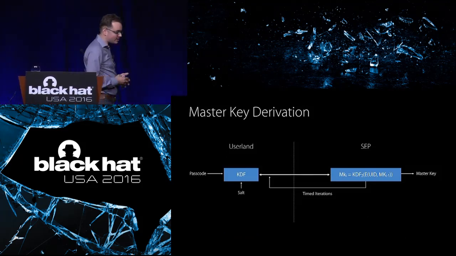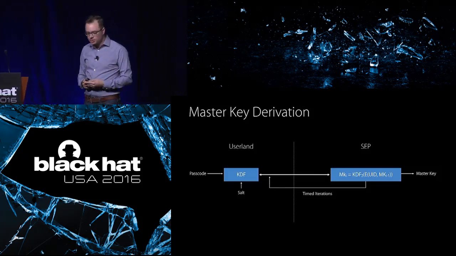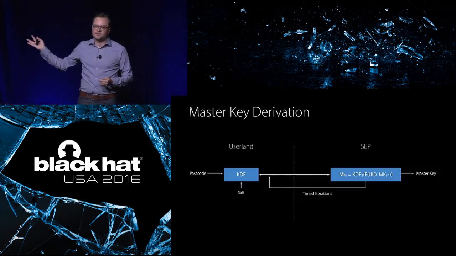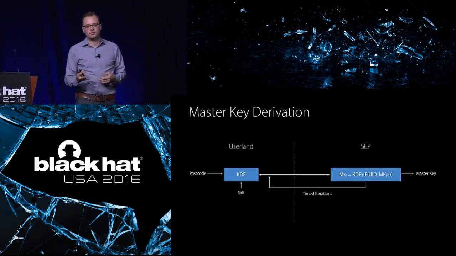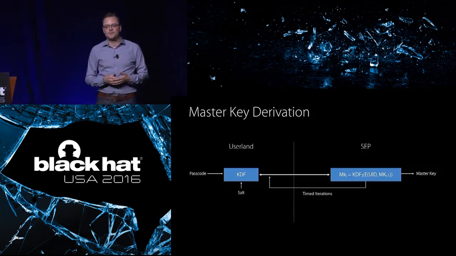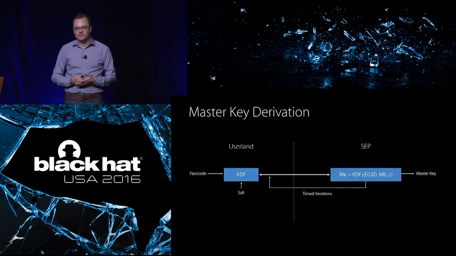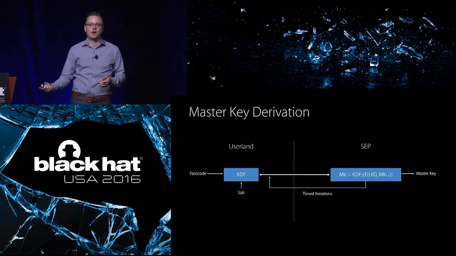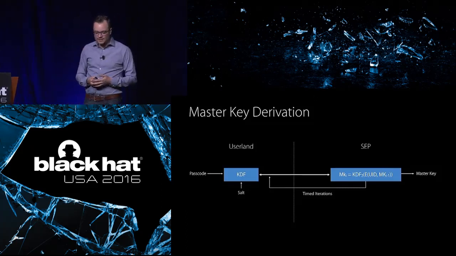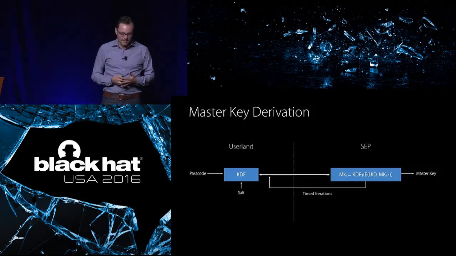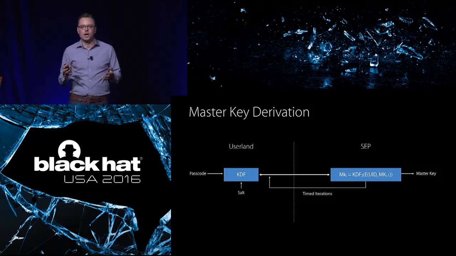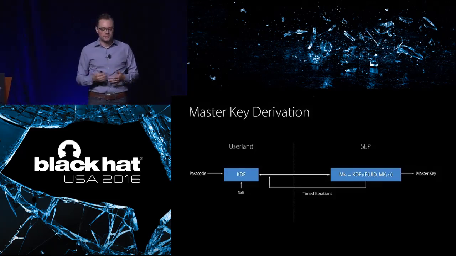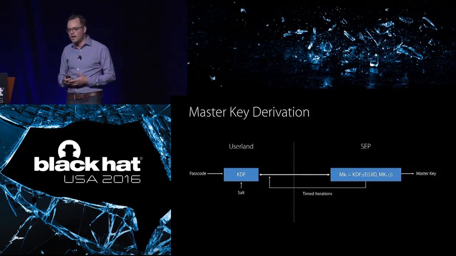So I mentioned that the master key is derived from a combination of the user passcode and the UID key. This is a very straightforward process. Effectively, we take the user passcode and the salt in userland. We run it through a key derivation function, and then we move it over to the hardware side where the SEP will continue iterating on it using the UID key. And the number of iterations is chosen to meet a time goal, which is between 100 and 150 milliseconds. So we want it to be the case that derivation takes a certain amount of time.